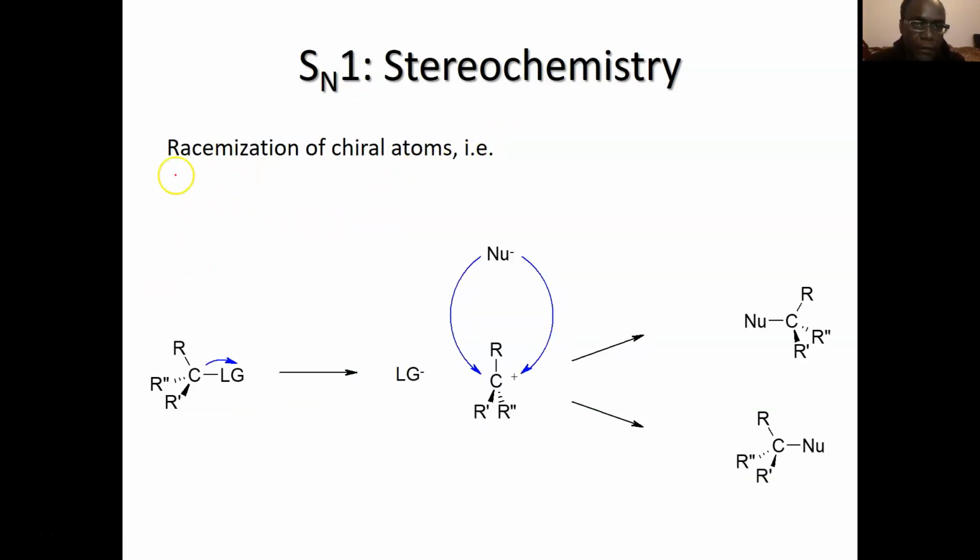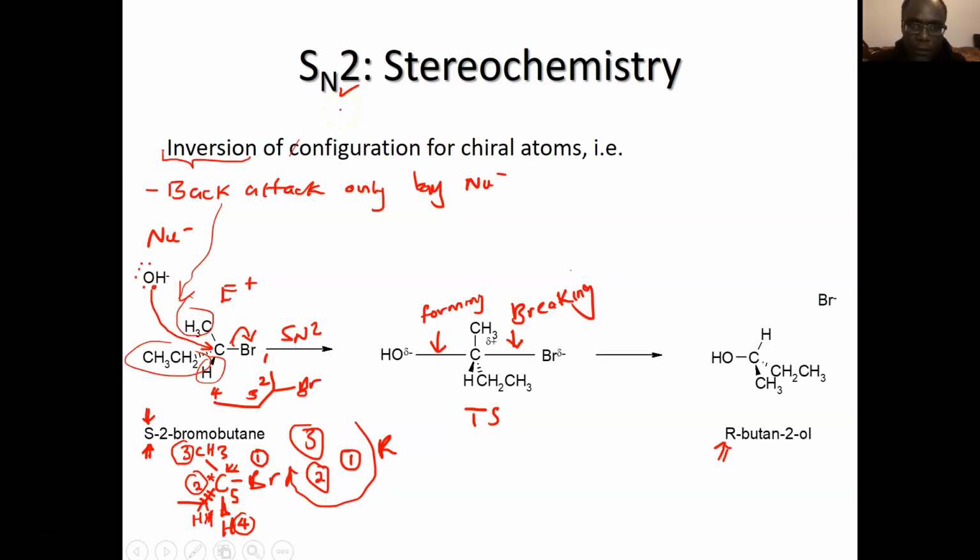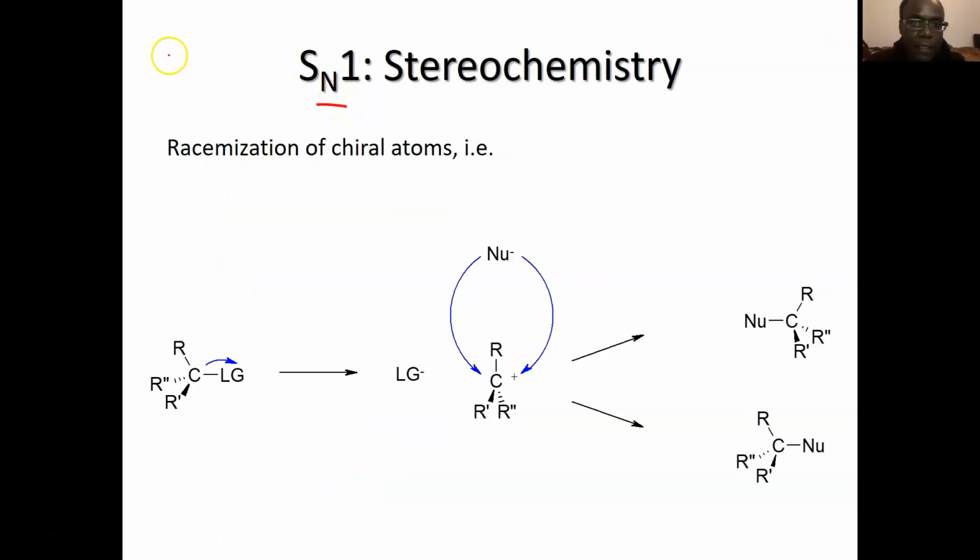Racemization happens with SN1. Inversion happens only with SN2, but with SN1, you're going to have racemization. Racemization just means you have a mixture of races, like black and white human races. But here the races we are talking about are R and S. So racemization of chiral atoms will occur in SN1.